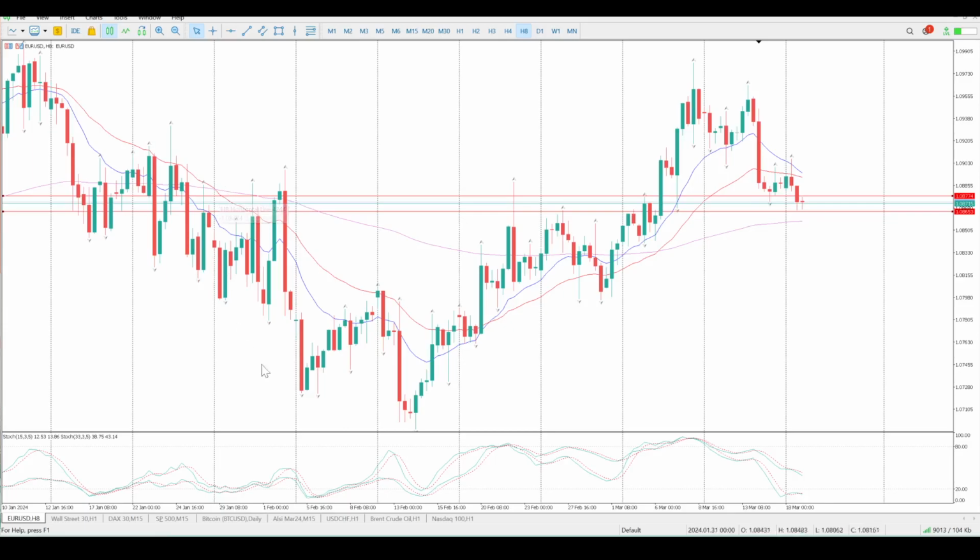There's the neckline of this big cup and handle or inverse head and shoulders that we've spoken about for quite some time. We're in amongst the moving averages. We're not below the 150 EMA, and the oscillators are easing off to the bottom again. We have a fairly interesting break of diagonal support here. You can see we've rejected it.